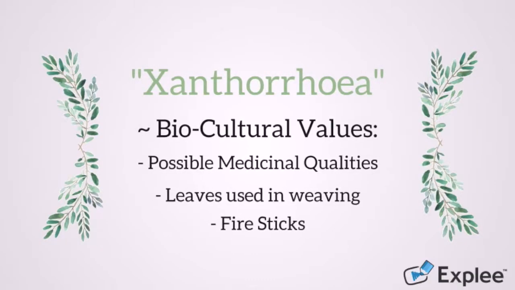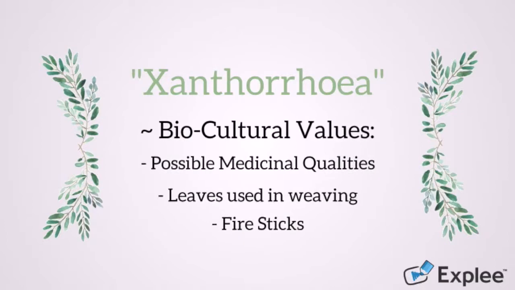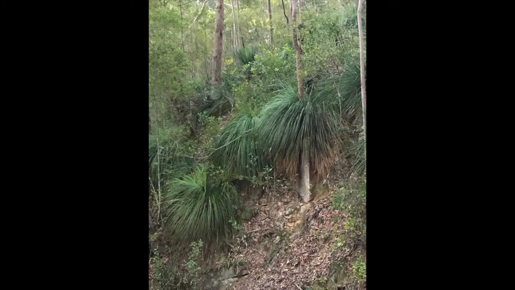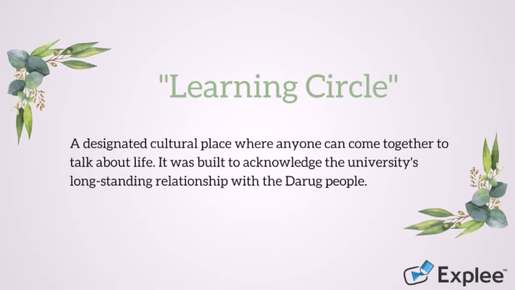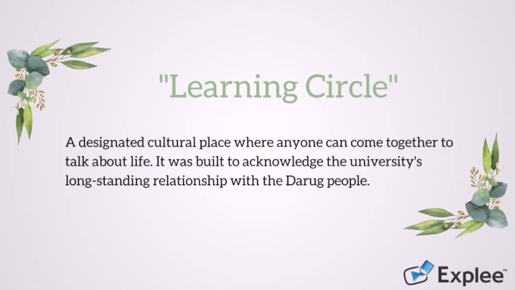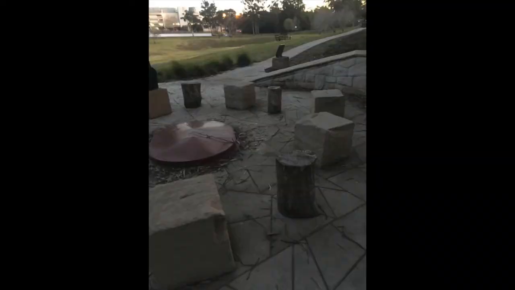Xanthoria is a very unusual native plant to Australia. Indigenous Australians use them as fire sticks. The Learning Circle is a cultural place and was originally built to acknowledge the university's long-standing relationship with the Darug people.